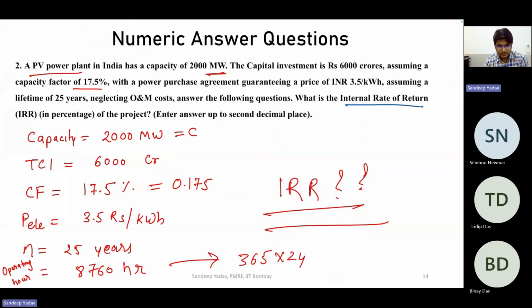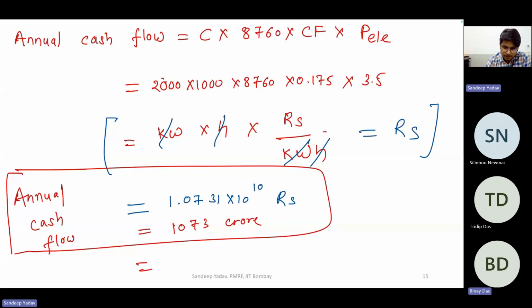Okay, here it says a PV plant in India. This question says a PV plant in India has a capacity of 2000 megawatt and a capital investment of 6000 crores. Assuming a capacity factor, these are all the terms that are given, like electricity price, number of years and operating hours. Operating hours we calculate by multiplying 365 days with 24 hours, considering the plant is working 24/7, but we need to consider the plant's capacity factor, which is given as 17.5%. First, we have to calculate annual cash flows.